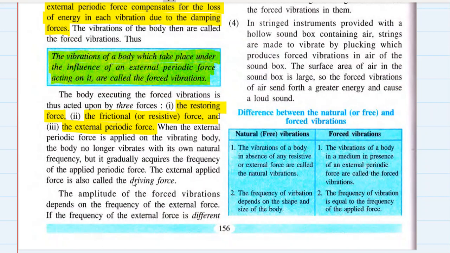मतलब ये forced vibration में एक driving force होता है जो body को continuously vibrating position या vibrating situation में रखने की कोशिश करता है, और ये ड्राइविंग फोर्स की जो फ्रीक्वेंसी है, वो बॉडी की नई वाइब्रेटिंग फ्रीक्वेंसी बन जाती है जिससे ये बॉडी वाइब्रेट करती है, ठीक है, which is known as the frequency of external periodic force. और इसको फोर्स्ड फ्रीक्वेंसी भी बोलते हैं, ठीक है, समझ में आया?